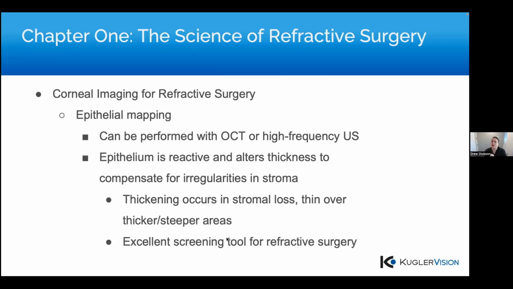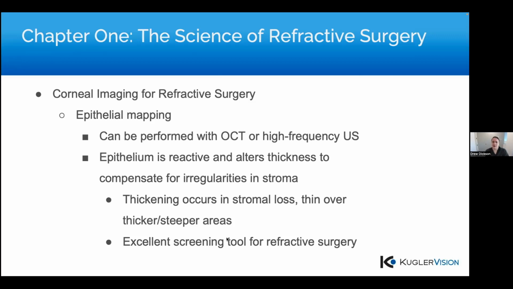Another very useful technology that we now perform on all of our refractive surgery candidates where I'm at now is something called epithelial mapping. Epithelial mapping was first described by Dan Reinstein 20 plus years ago using high frequency ultrasound to actually identify and map out the epithelial layer of the cornea. And nowadays, you can still use high frequency ultrasound to do that, but there's OCT based technology that's more practical in a clinic and for screening.